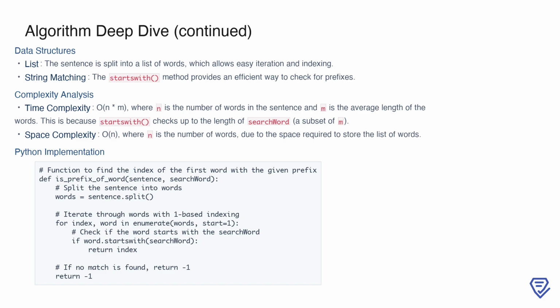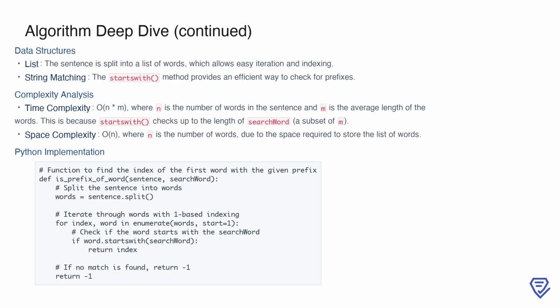Now, let's analyze the time and space complexity. The time complexity is n*m, where n is the number of words in the sentence, and m is the average length of the words. The starts with method only compares up to the length of the search word, so it operates on a subset of m characters for each word. On the other hand, the space complexity is n, as we store the list of words obtained from splitting the sentence.